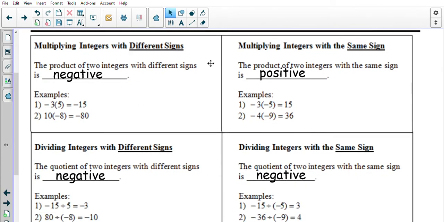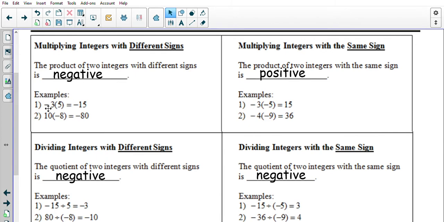So you're going to see 4 boxes here. The top 2 are on multiplying integers. The bottom 2 are on dividing integers. If we are multiplying integers with different signs, meaning one number is positive, one number is negative, and this is just for 2 integers, we know that the product of 2 integers with different signs will be negative.